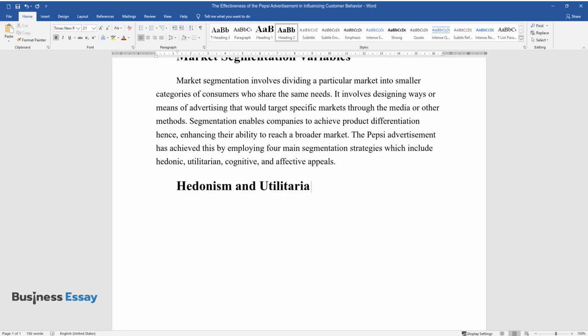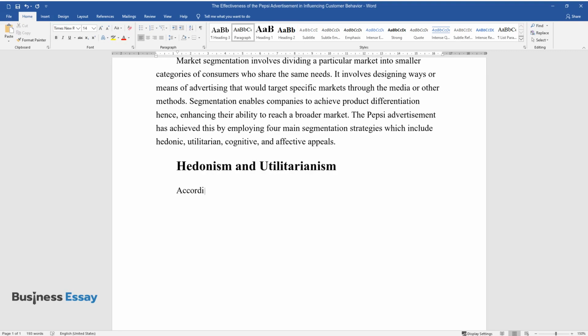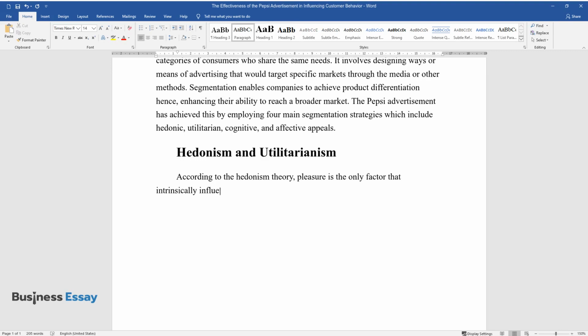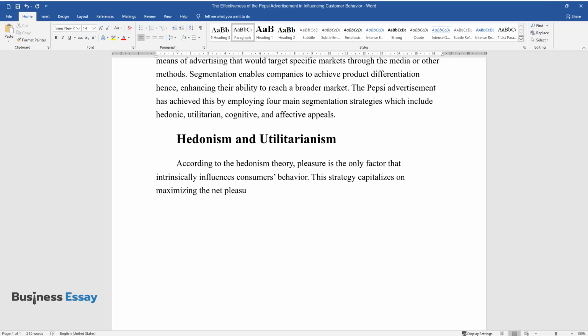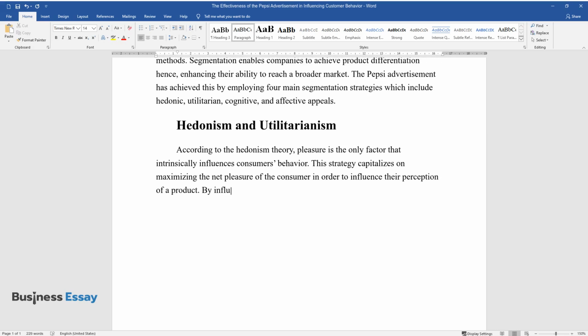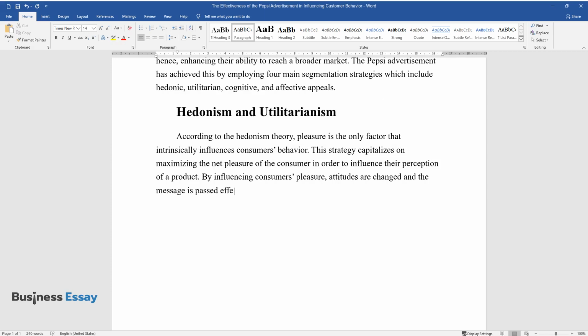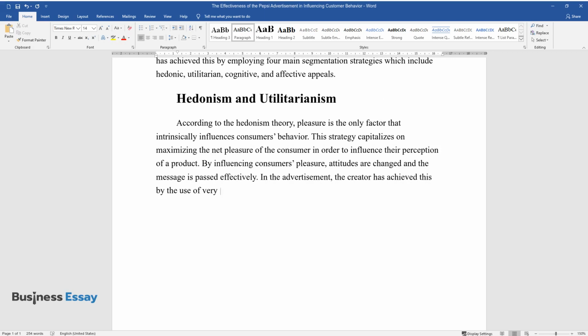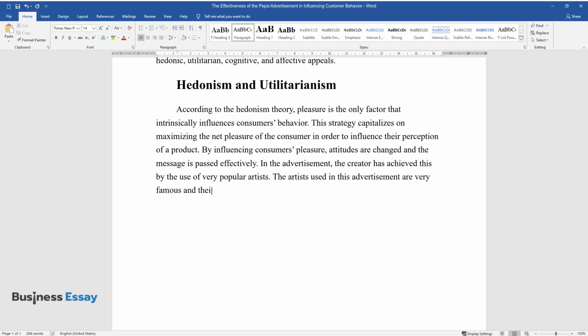Hedonism and utilitarianism. According to the hedonism theory, pleasure is the only factor that intrinsically influences consumers' behavior. This strategy capitalizes on maximizing the net pleasure of the consumer in order to influence their perception of a product. By influencing consumers' pleasure, attitudes are changed and the message is passed effectively. In the advertisement, the creator has achieved this by the use of very popular artists. The artists used in this advertisement are very famous and their presence in the advert draws great attention from the masses.